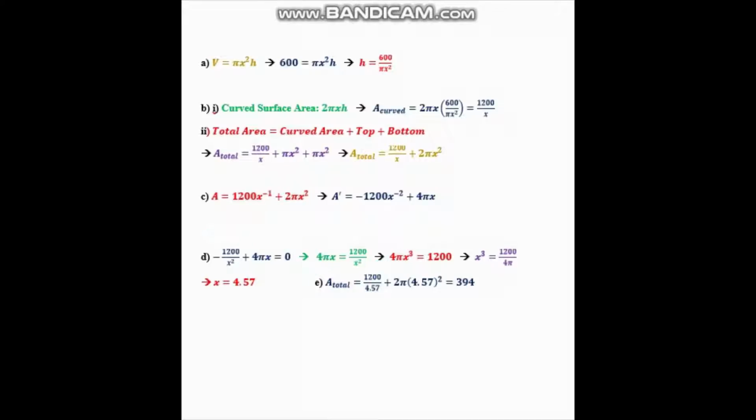Next, in order to isolate the x, I'm going to take the 4 pi right there and place it in the denominator. Finally, I'm going to evaluate this number on my GDC and get the cubic root, obtaining 4.57 for x. So this is the value of x that minimizes the area.